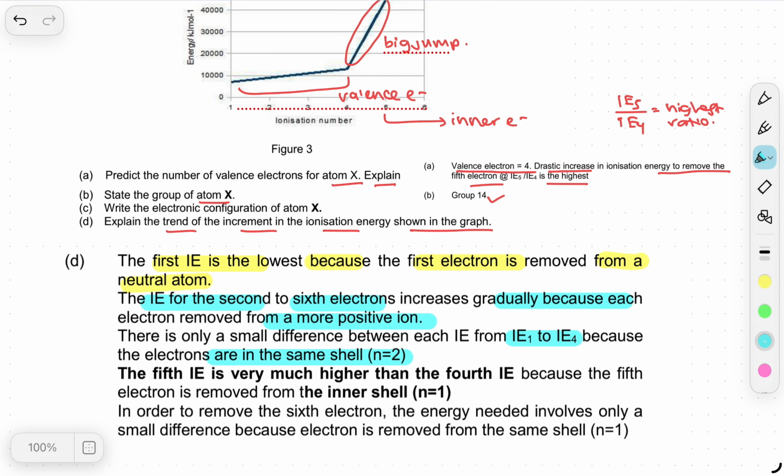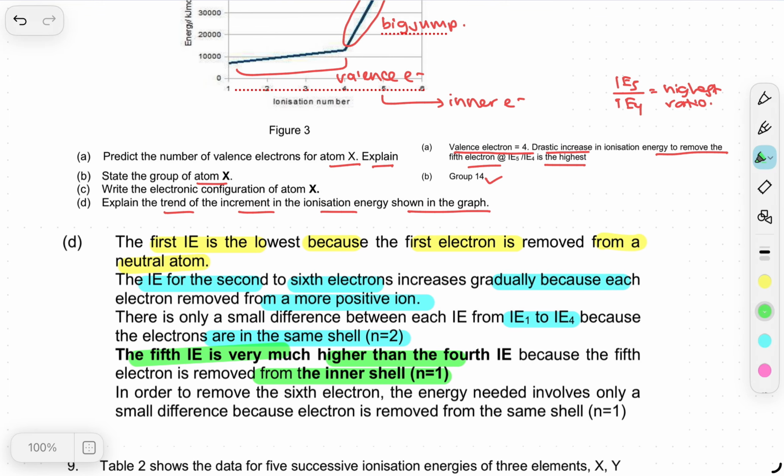The 5th ionization energy is very much higher than the 4th ionization energy because the 5th electron is removed from the inner shell. In order to remove the 6th electron, the energy needed involves only a small difference because the electron is removed from the same shell, n equals 1.